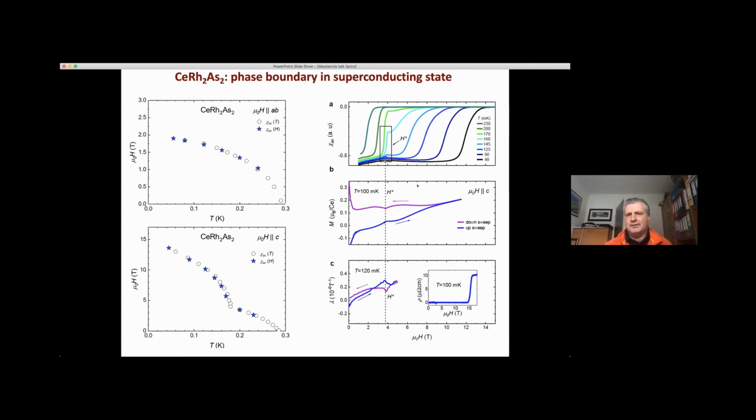And it turns out that my colleagues went and did very careful susceptibility, magnetization, and magnetostriction measurements within the superconducting state. And you can just follow this dotted line. You see that there are pronounced anomalies. These are very well-resolved cusps and anomalies in the susceptibility and a cusp in the magnetostriction, all coming at a similar field. And that's because the phase diagram of cerium, rhodium 2, arsenic 2 looks like this.